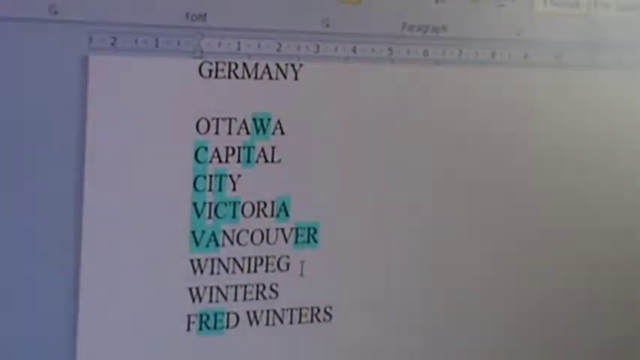Okay. Oh my gosh, Vancouver, Victoria, Ottawa, capital. It's time to open it. Oh my gosh. An atlas. Oh boy.